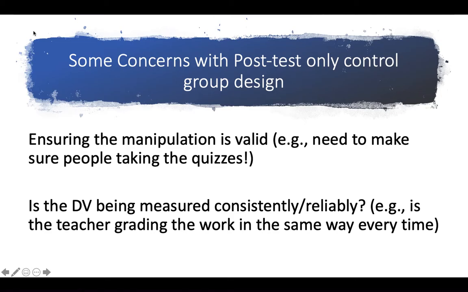Additionally, you have to worry about the dependent variable being measured consistently and reliably. We talked a lot about reliability and validity a few weeks back, so you should be able to see why ensuring that our dependent variable is measured the same way every time for every participant is important.